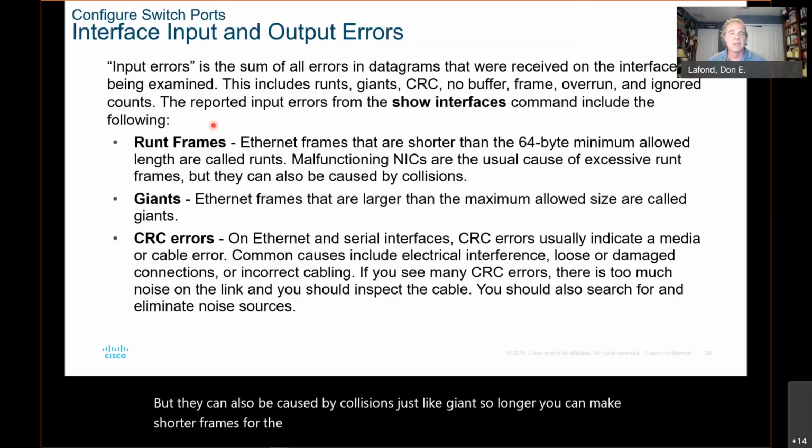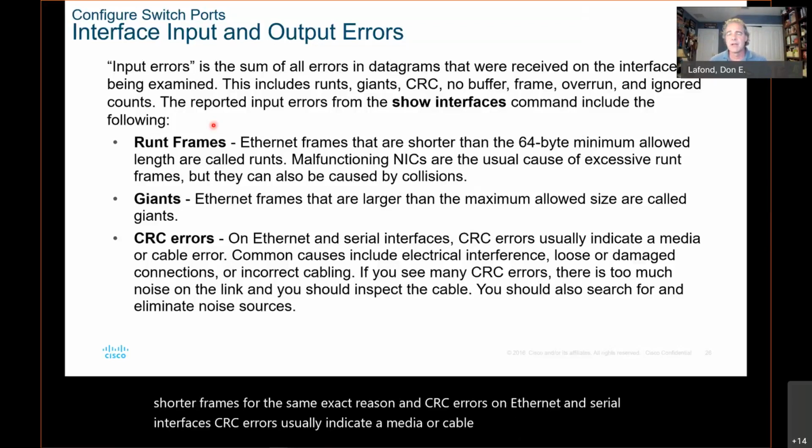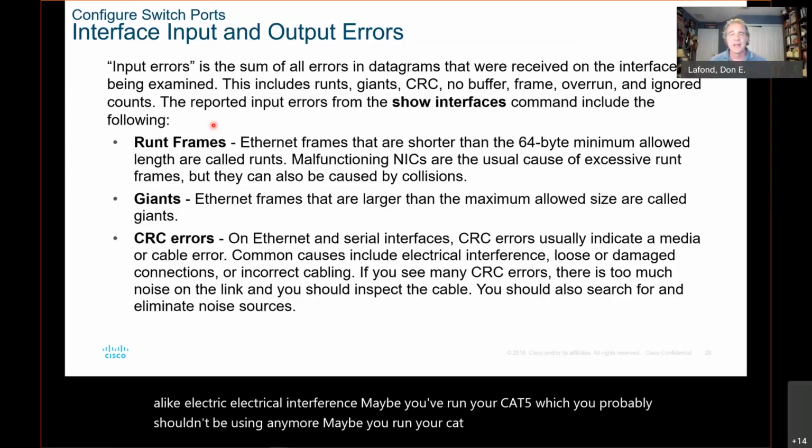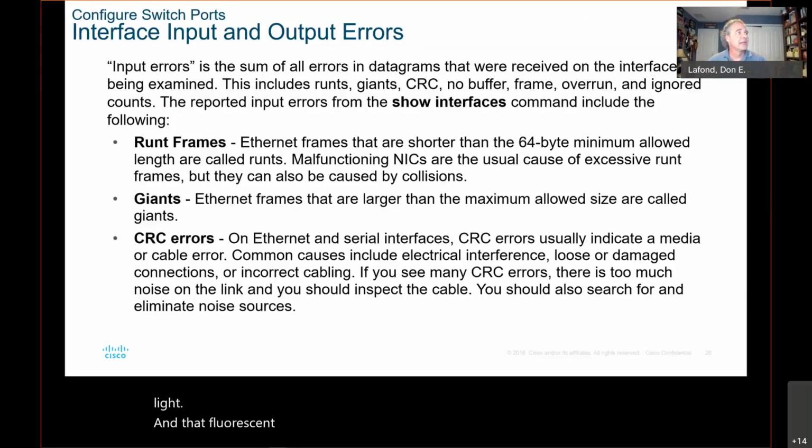And CRC errors on Ethernet and serial interfaces usually indicate a media or cable error. Common causes include electrical interference. Maybe you've run your Cat5, which you probably shouldn't be using anymore, over a fluorescent light, and that fluorescent light is actually creating interference on the line.